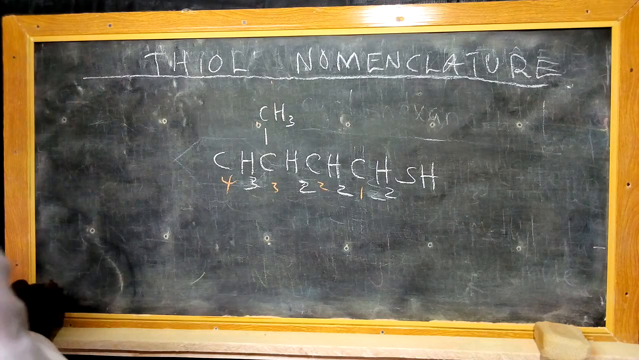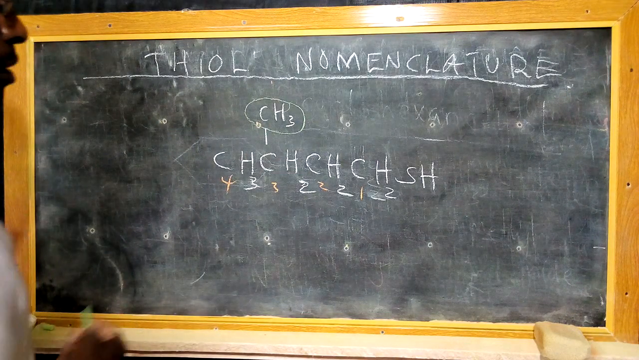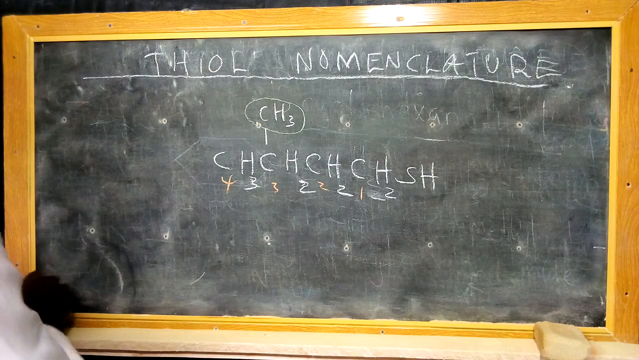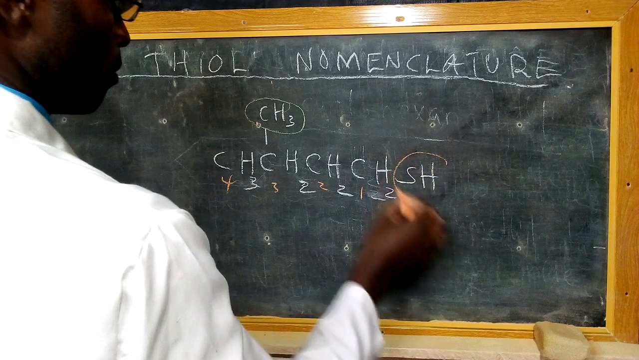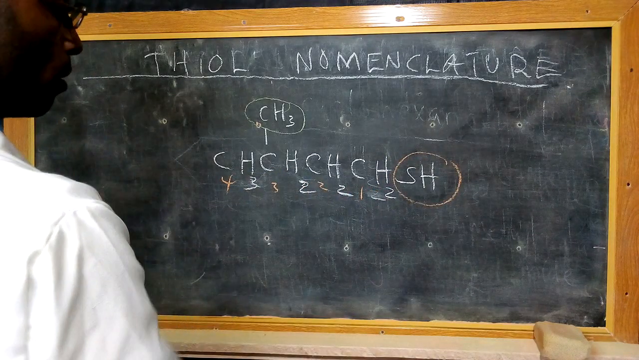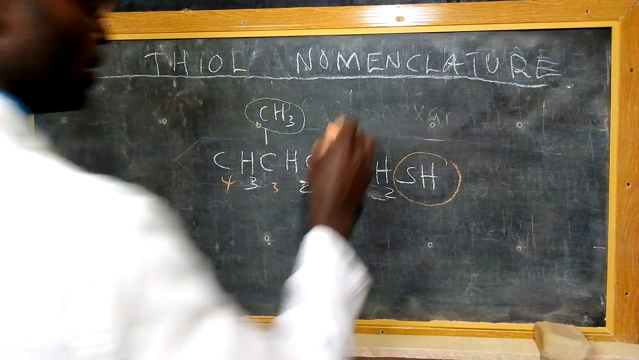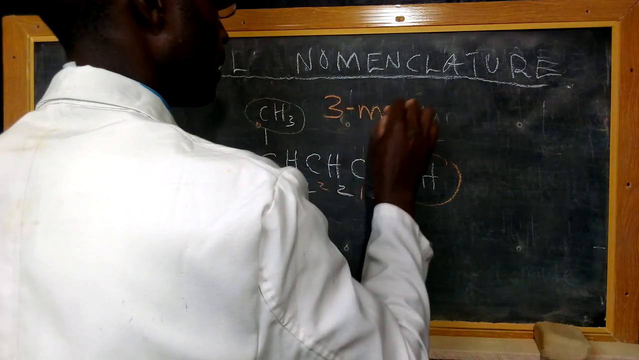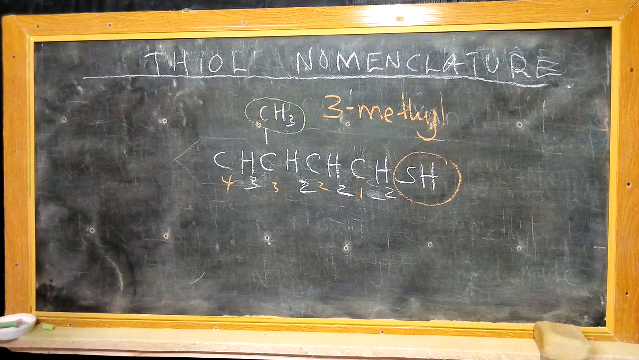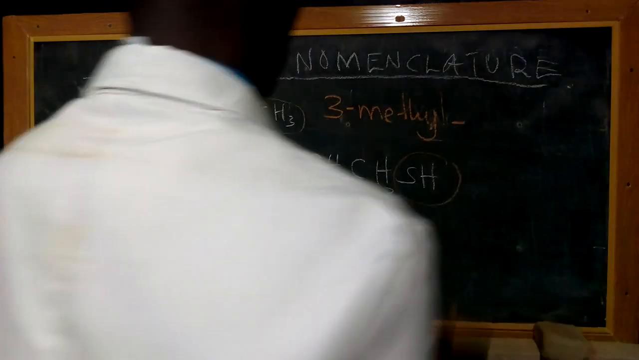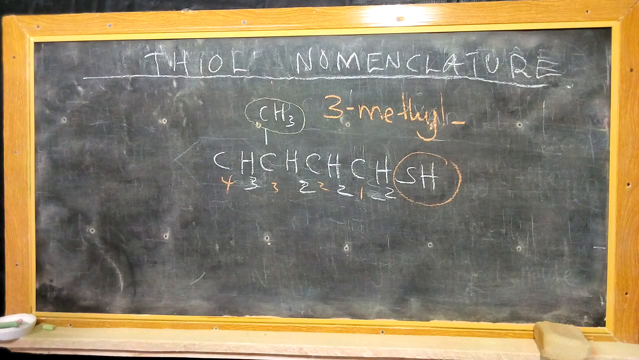So there's an attachment of a substituent at this particular point. So we shall name this member as, so this is carbon number 1. From the functional group, we have 1, 2, 3, 4. So we have at point number 3, 3-methyl, butanediol.